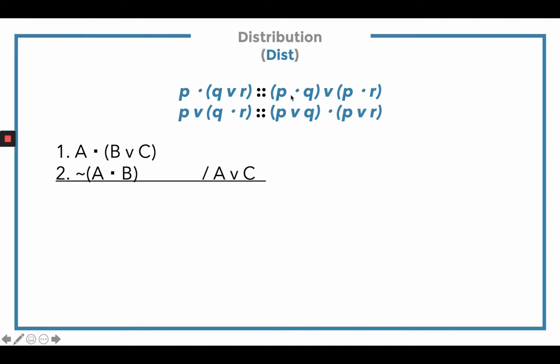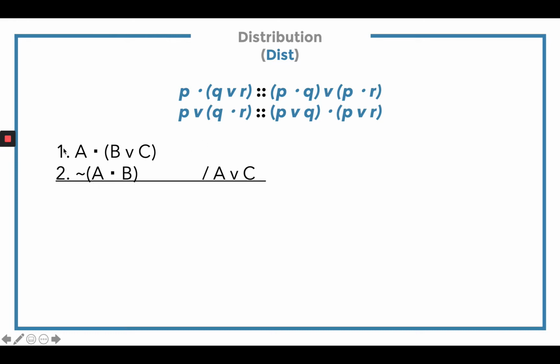And so when we use distribution, we're going to get something like this. The and gets distributed, in a sense. P and Q, or becomes the main operator. So notice the main operator switches. P, main operator, and Q or R becomes P and Q, or P and R. So the thing that's the main operator in the first statement is not the main operator in the equivalent statement.